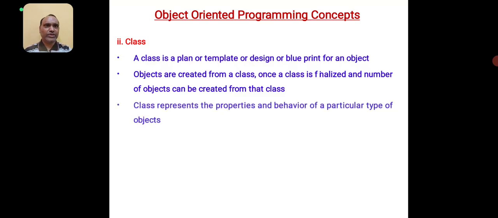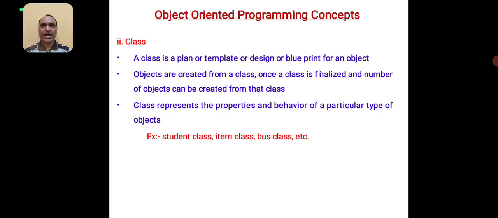So I will give one example for what is class and what is object to better understand a class and object. Suppose assume that you want to construct a house. To construct a house, directly we don't start the construction of the house. We will plan on the paper how our house should look. So a plan is prepared on the paper.